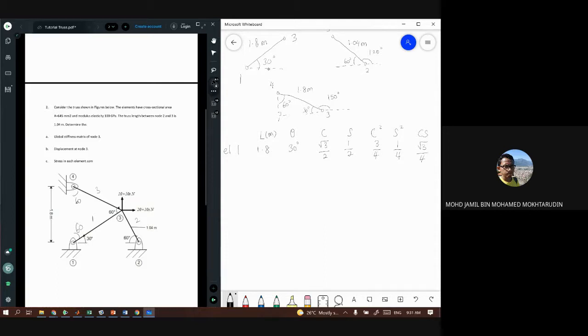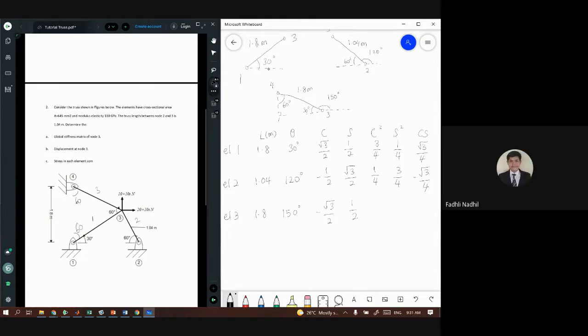Okay, now we repeat for element number 2. So element number 2, the length is 1.04 and the angle is 120. And then determine the cosine and sine. Okay, and lastly, element number 3, the length is 1.8 and the angle is 150 degree. And then determine the cosine and sine.